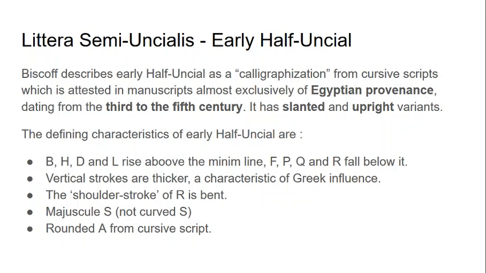The defining characteristics of early half-uncial are B, H, and D rising above the minimum line, and F, Q, P, and R going below it. The vertical strokes are actually thicker, which is a characteristic of the Greek influence. You have a bent shoulder stroke on the R, which we'll see what that means in a second. And you have a majuscule, a sort of tall S, not a curved S. That's usually the first sign that you're dealing with half-uncial, that you see the tall S. You also see the rounded A, which is borrowed from cursive script.